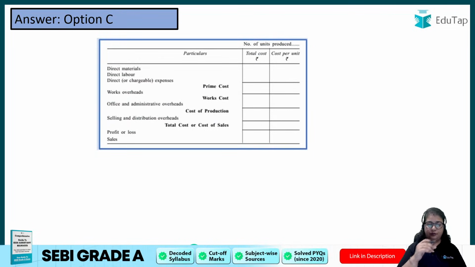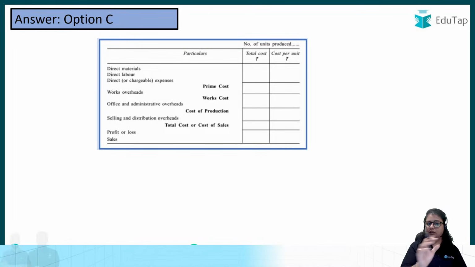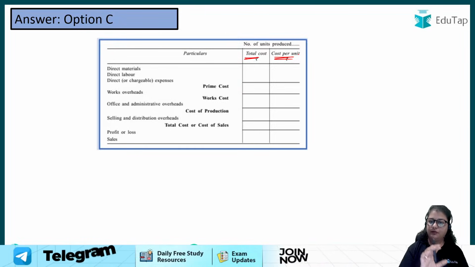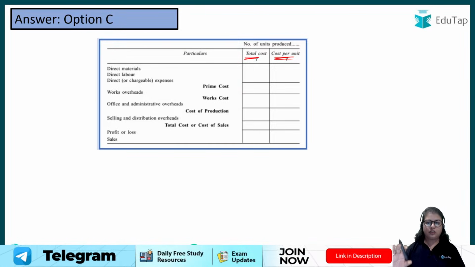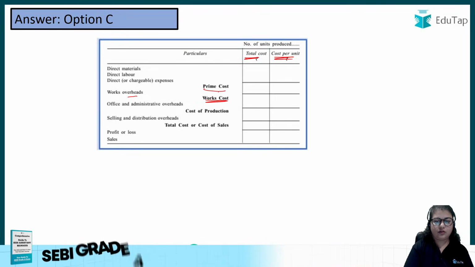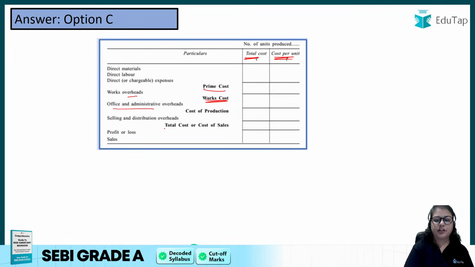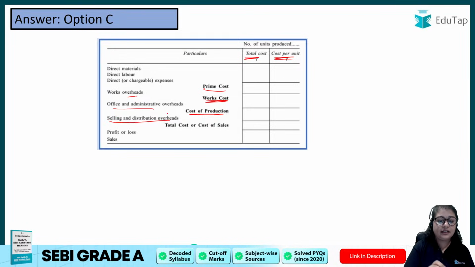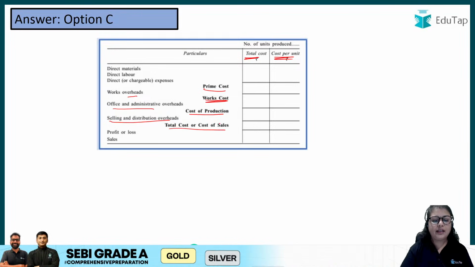Moving on. Okay, before that I would like to tell you this about the cost sheet also. So see here, total cost and cost per unit is also given to you. We can reveal both total cost and cost per unit, and also there is a breaking up of the elements of cost. Here we find out the prime cost, then we add some works overheads, we get the works cost, then we add some office and administration overheads, we get the cost of production, and then we can add the selling and distribution overheads, we'll get the cost of sales.